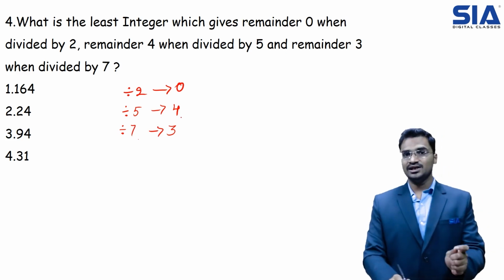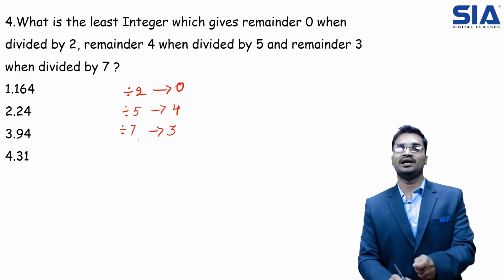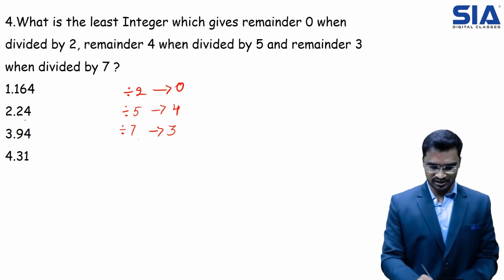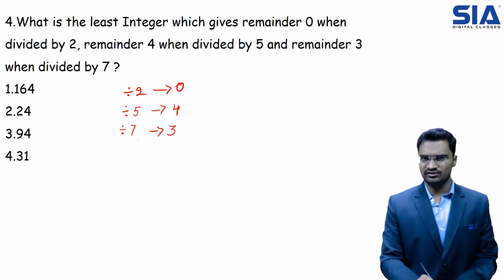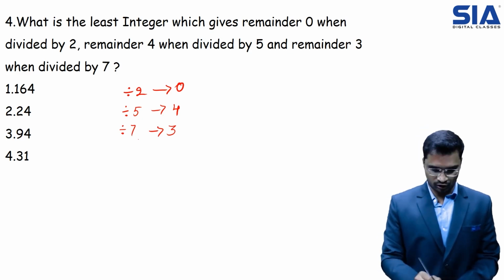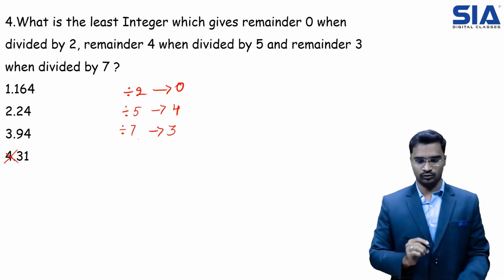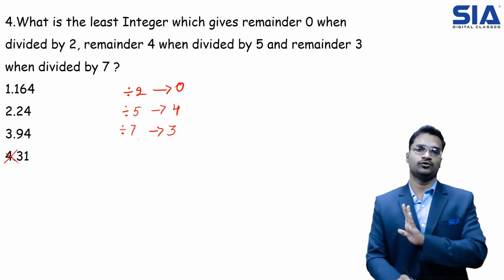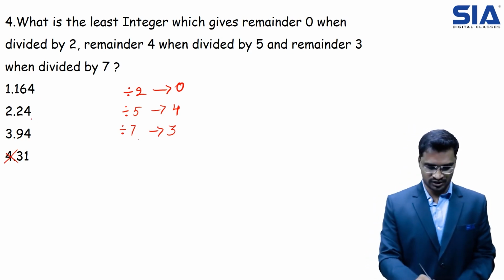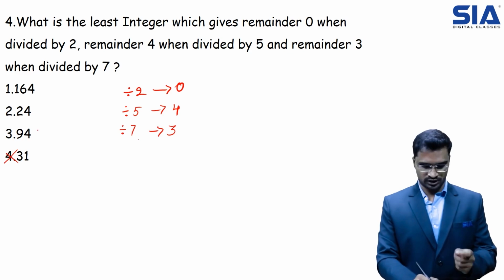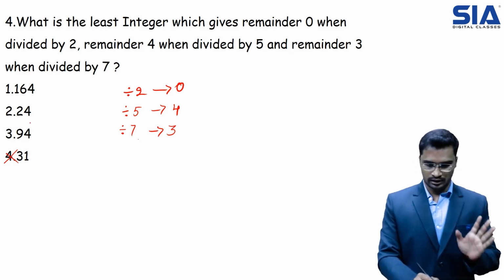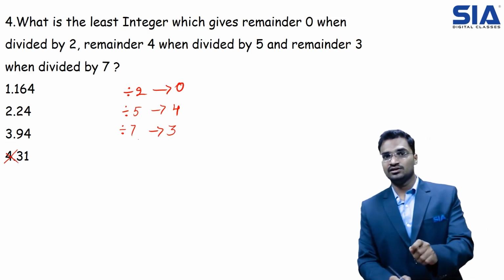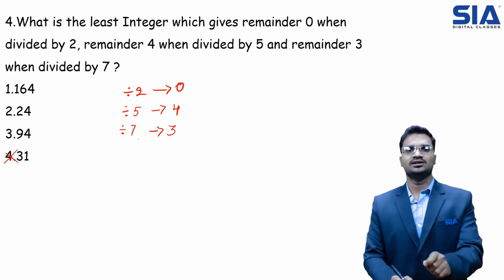Now, if a number is divisible by 2 and we are getting a remainder 0, then it should be an even number. So the first one is an even number, the second one is an even number, the third one is an even number, but the fourth one is not an even number. So the fourth one is ruled out. Now, whenever we are dividing by 5, we are getting a remainder of 4. So the first one is giving a remainder of 4, the second one is also giving a remainder of 4, and the third one is also giving a remainder of 4. Now we have to check whether, when we divide by 7, we are getting 3 or not.